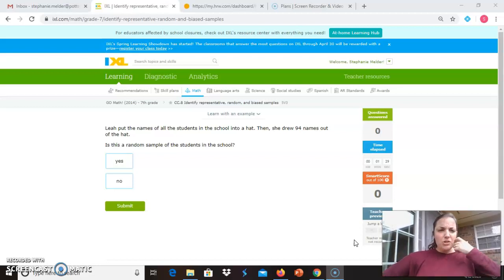Here's our first one. It says, Leah put the names of, here's that keyword, all the students in the school into a hat. Then she drew 94 names out of the hat. She has no way of knowing what those are. It's asking, is this a random sample of the students in the school? You bet. This would be a random sample because she had no way of knowing which name she was going to draw out of that hat.